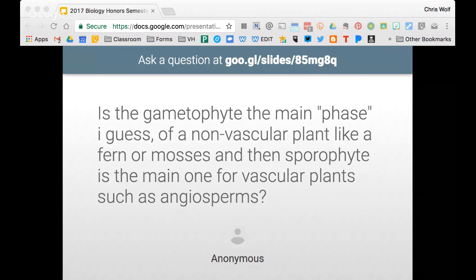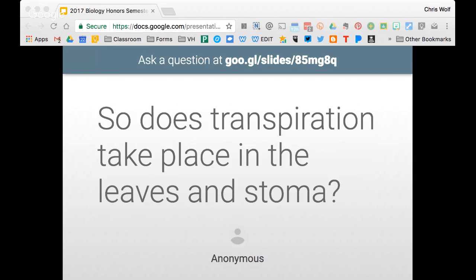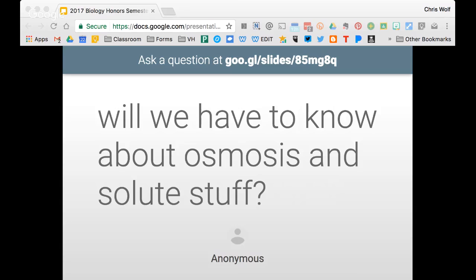Does transpiration take place in the leaves and stoma? It takes place at the stoma of the leaves. Will we have to know the osmosis and solute stuff? No, not for this part of the final. What does the filament do? The filament holds up the anther.